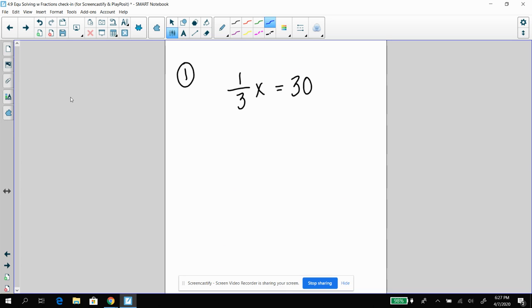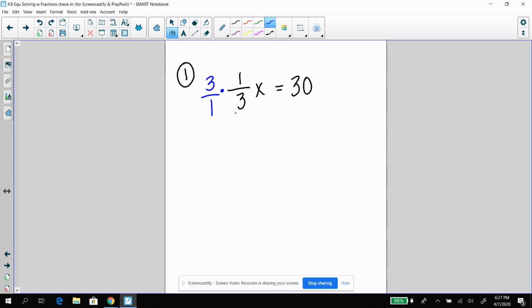All right. So question number 1 is this one, and I want you to pause this video and do it out. All right, we are back. You see that you have 1/3 of x equals 30. So I see that x is being multiplied by a fraction here. And so instead of dividing by that fraction, which I could totally do, I can multiply by the reciprocal. The reciprocal of 1/3, we all know, is 3 over 1.